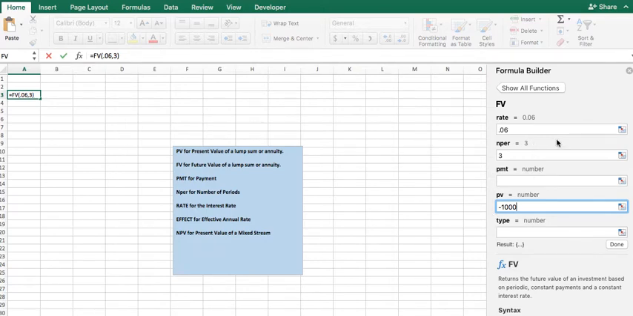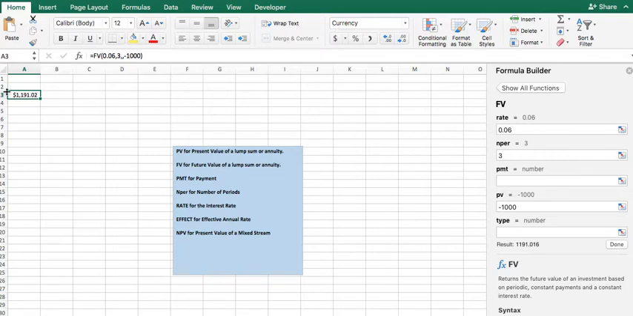Alright, enter it as a negative number. That's really all we need to solve this problem. So the future value of $1,000 put into an account up front for 3 years at a 6% annual rate would give us a future value of $1,191.02.